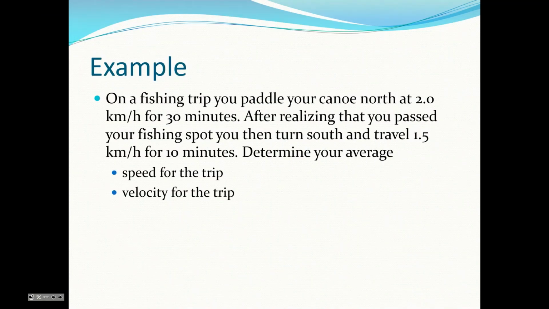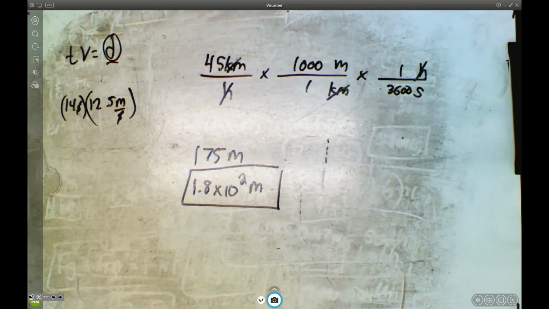This question is different. On a fishing trip, you paddle your canoe north at 2 kilometers an hour for 30 minutes. After realizing that you passed your fishing spot, you turn south and travel 1.5 kilometers an hour for 10 minutes. Determine your average speed for the trip and your velocity for the trip. It's asking for our average speed, and it mentions two different legs, 2 different vectors. So let's draw this out.